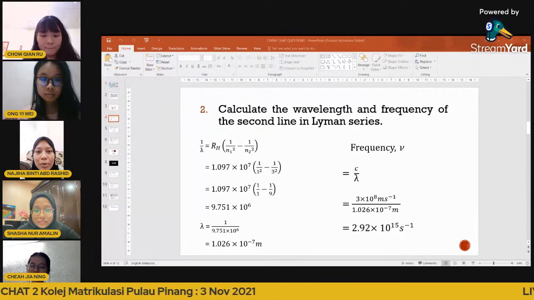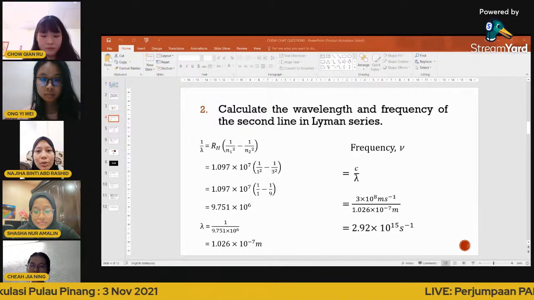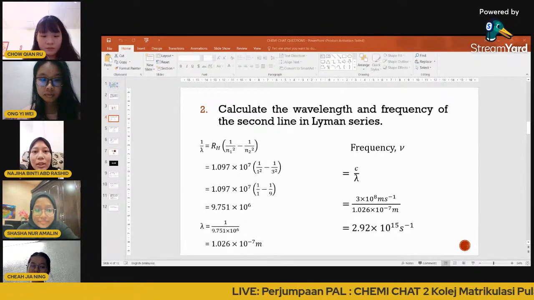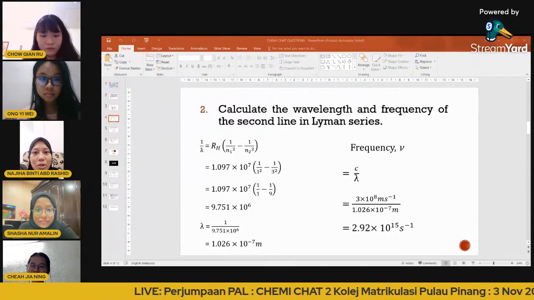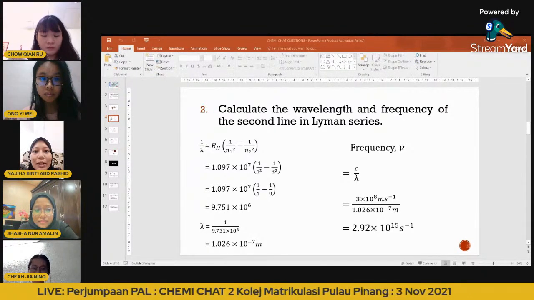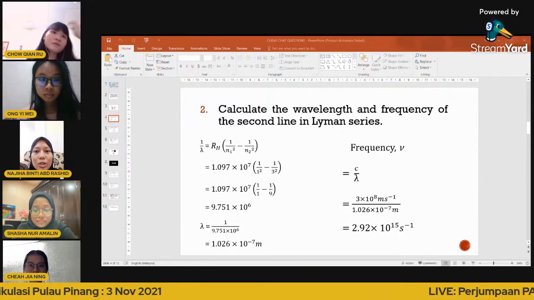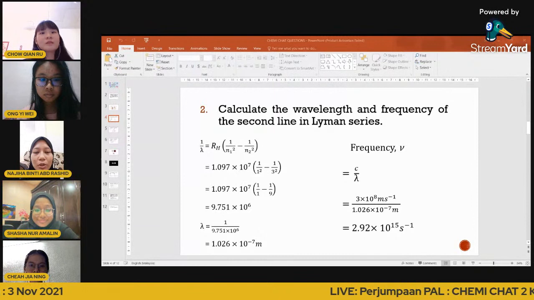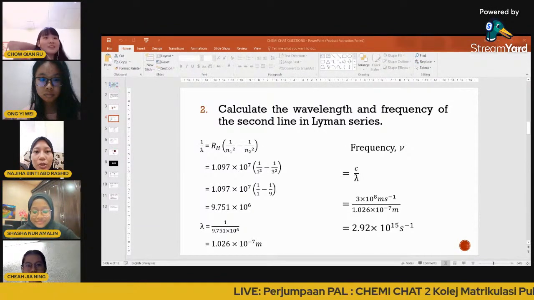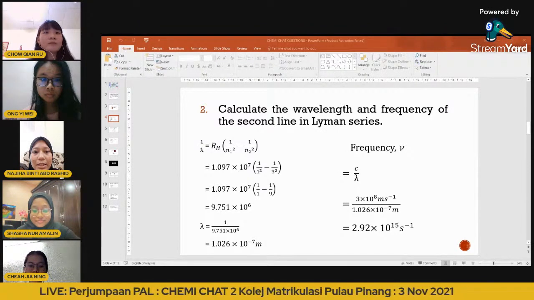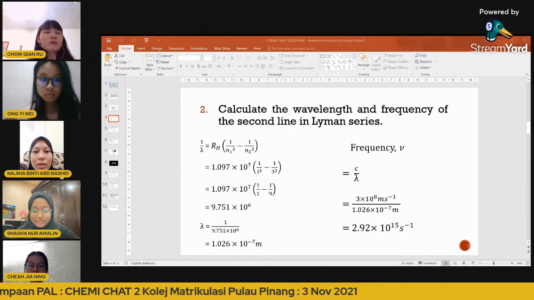We'll be using this formula which is 1 over lambda equal to RH, which is a Rydberg constant, in bracket 1 over n1 squared minus 1 over n2 squared. So here n1 must be smaller than n2. That's how we decide which one is n1 and which one is n2. So we substitute all the numbers into the formula, and then we will get the wavelength is equal to 1.026 times 10 negative 7 meter.